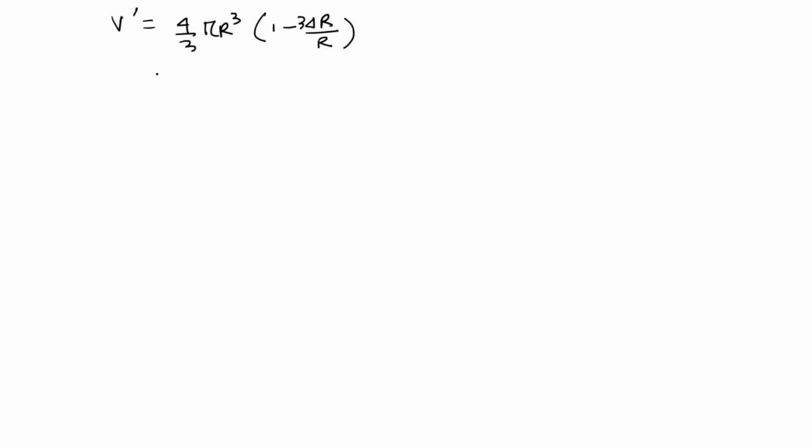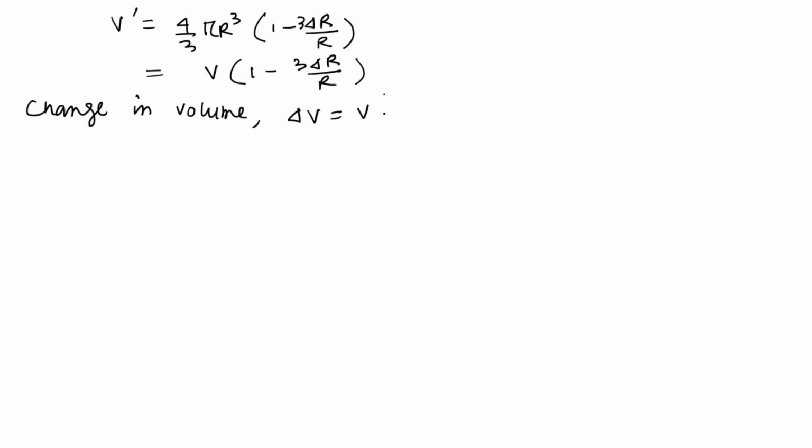Now v is 4/3 pi r cube, so we can write v dash as v times 1 minus 3 delta r upon r. From here, the change in volume delta v is equal to the final volume minus the initial volume. So the final volume is v into 1 minus 3 delta r upon r, minus v, which is equal to minus 3 delta r by r into v, right?